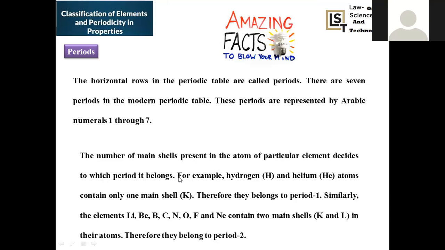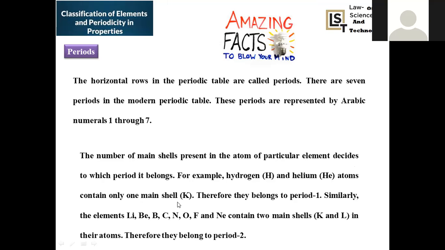The first period is accompanied by only 2 elements. This is the shortest period in the entire periodic table. One is hydrogen, second is helium, right? Hydrogen is the lightest element in the entire periodic table, and helium is the first noble gas, which is present in this first period.